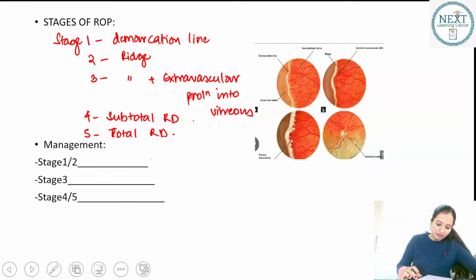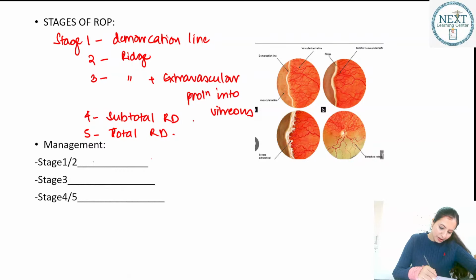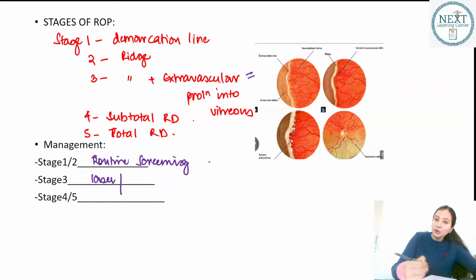Then management, if we talk stage 1 to stage 2, you will go for just routine screening. Stage 3, you will go either with the laser, or since there are new vessels, you will go for anti-VEGF. And stage 4 to 5, since there is RD, you have to go for surgery.